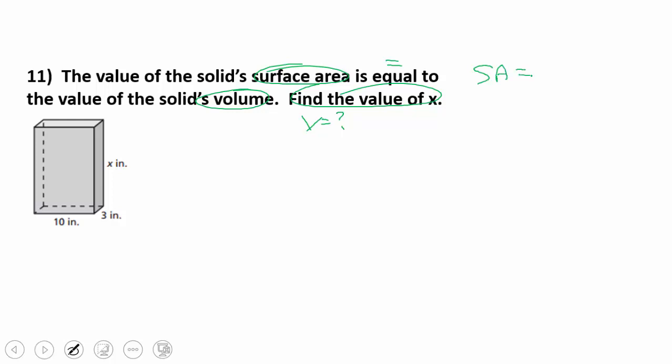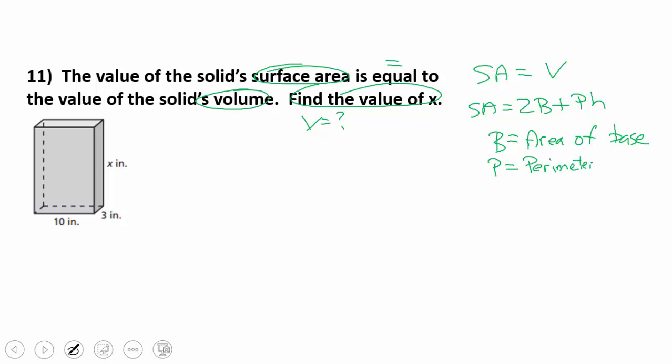Surface area equals volume. All right, so you might want to write these down after I'm done explaining them to you because we've got to go fast. Surface area is equal to 2 times the area of the base plus the perimeter times the height. You can do that whole thing you learned in elementary school, but it's going to be a lot longer and a lot harder. Where capital B is the area of the base, and P is the perimeter of the base.